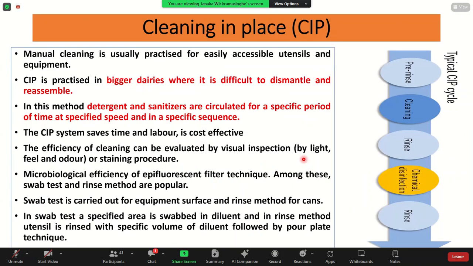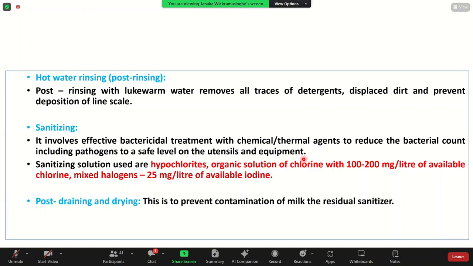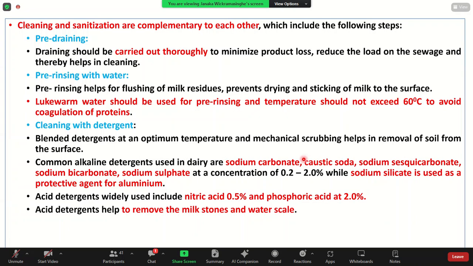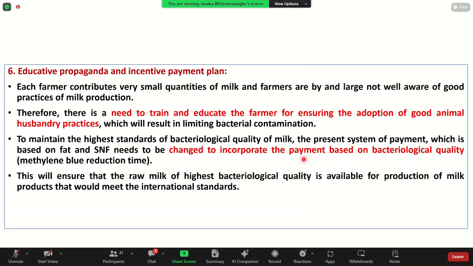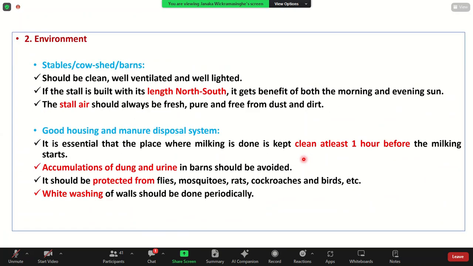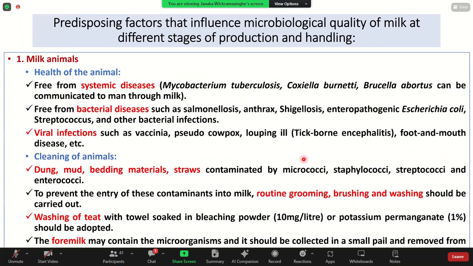Okay. So you don't need to discuss these things. I will share whatever slides you may need to understand and go through your exams, right? But here I wanted to highlight what are the factors we should consider when we are thinking of clean milk production, right?